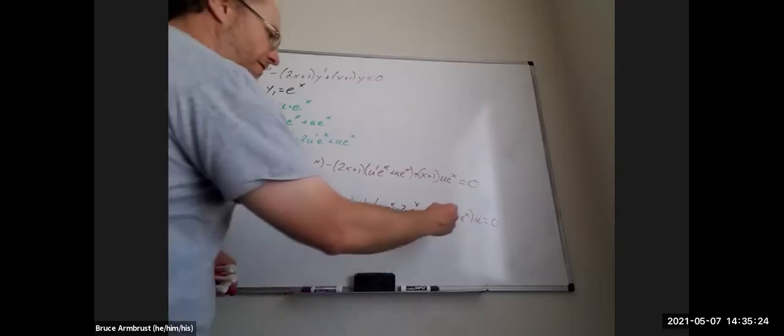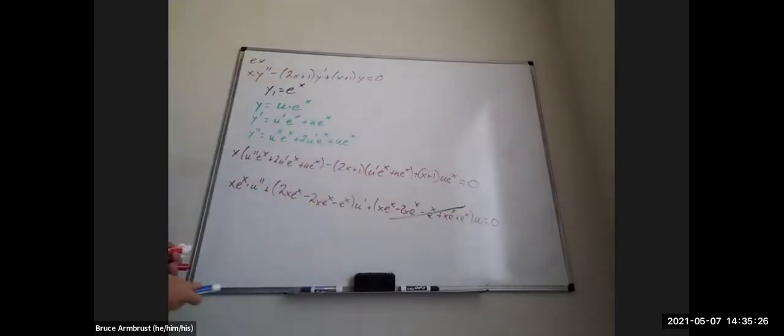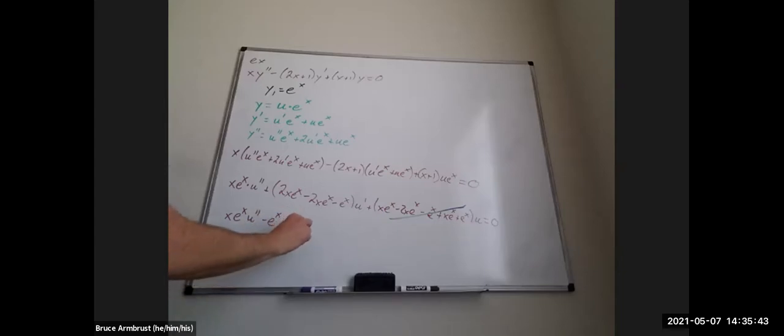But you can see that all of this just goes away. And if I just simplify in here, I get x e to the x u double prime minus e to the x u prime equals 0.